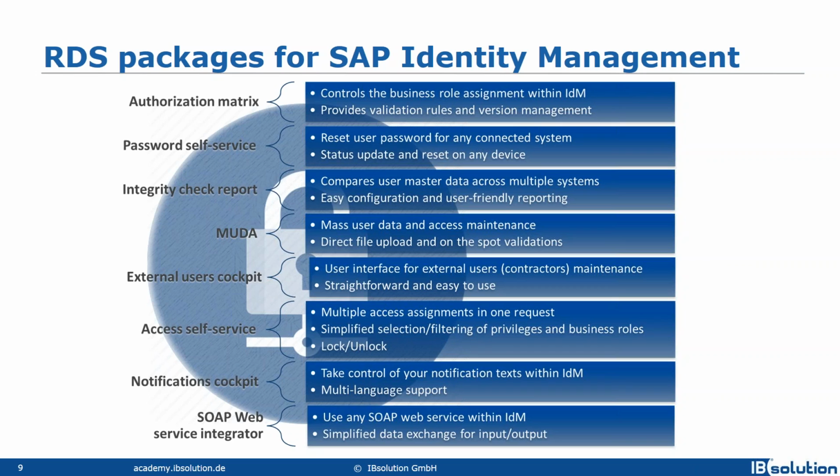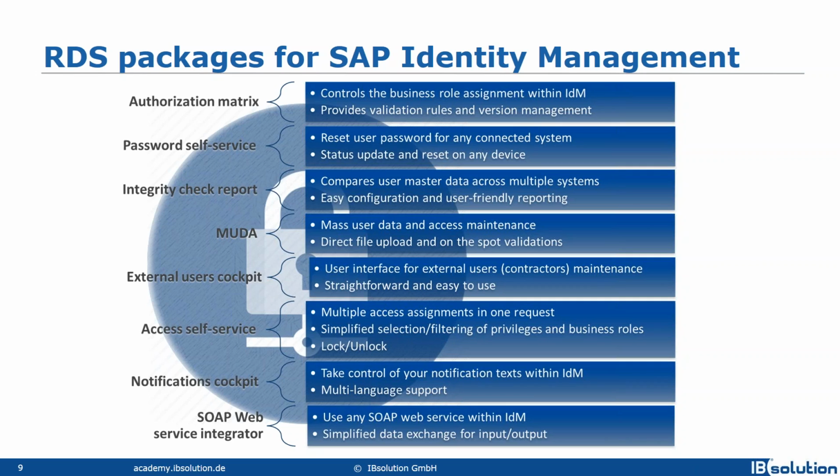So the authorization matrix is your solution for controlling the business roles lifecycle, the assignments within IDM, and it provides validation rules and version management, so you can have a history of what kind of business roles were created and how they were changed in the past and so forth. You're going to see it more clearly in the demo.